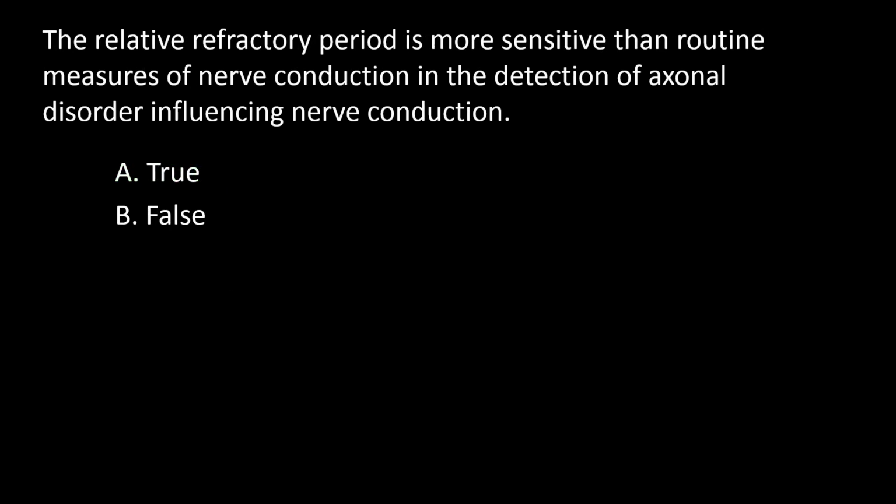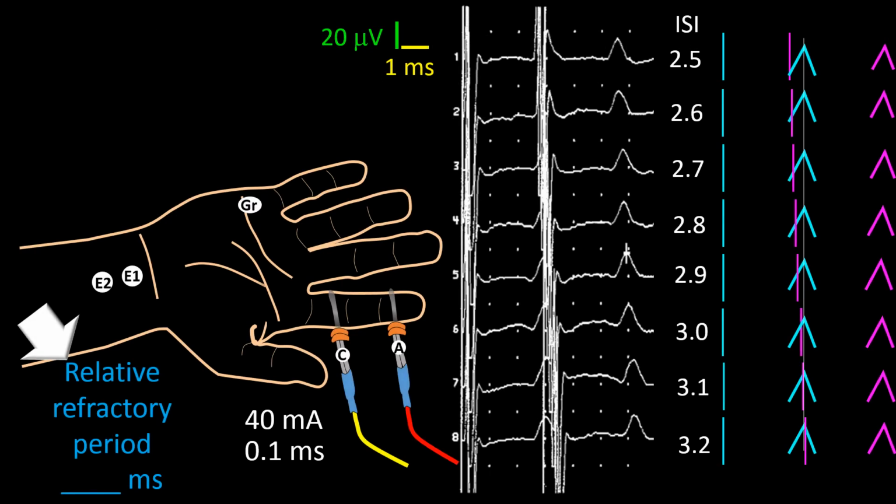Next question. The relative refractory period is more sensitive than routine measures of nerve conduction in the detection of axonal disorders influencing nerve conduction. A true, B false. Here, the question is the duration of the relative refractory period.